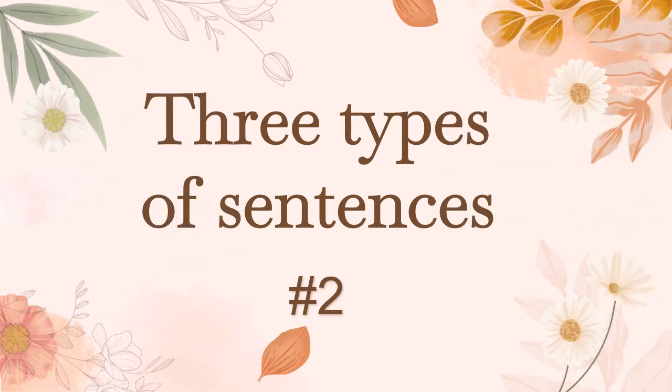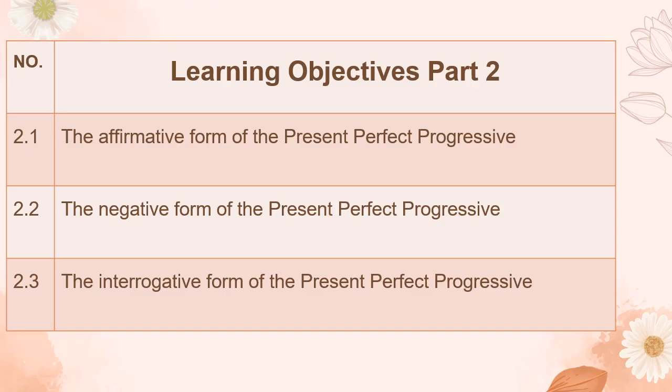Section 2. 3 types of sentences. Learning Objectives Part 2. After taking this course, you should be able to make the positive sentence or the affirmative form of the present perfect progressive. Number 2, how to make the negative form of the present perfect progressive. Number 3, you should be able to make the interrogative form of the present perfect progressive.